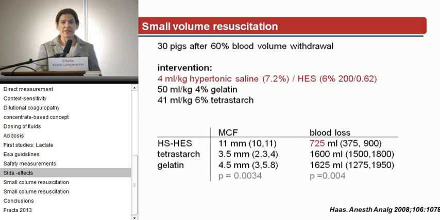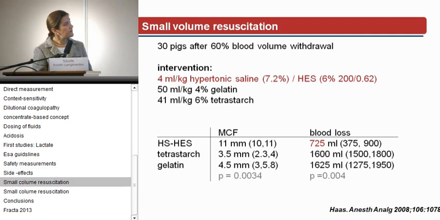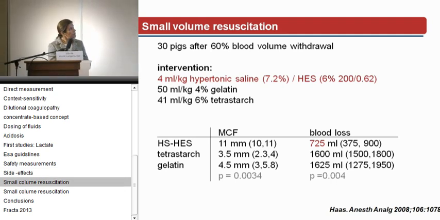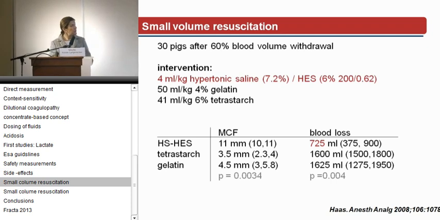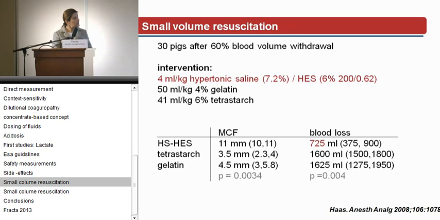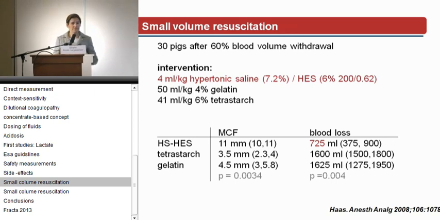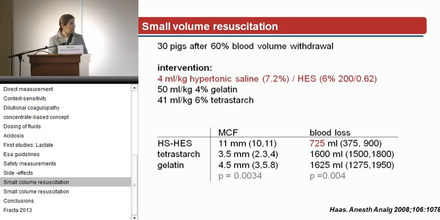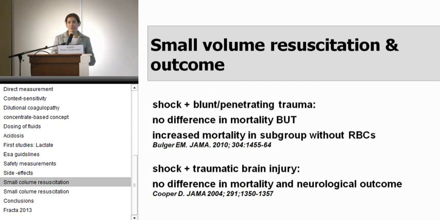Nobody knows. In the end, I would like to touch very shortly on small volume resuscitation, which has not been mentioned so far. In an animal model, for example, an Austrian group investigated the use of hypertonic saline, 7.2%, and compared it to other colloids, and they found that blood loss was lower. However, in patients, we don't have these good data.